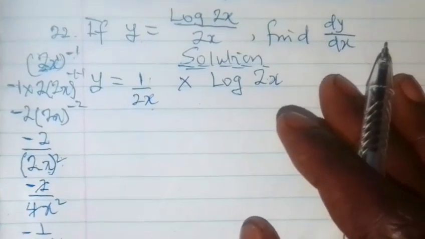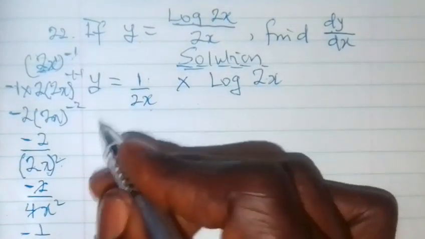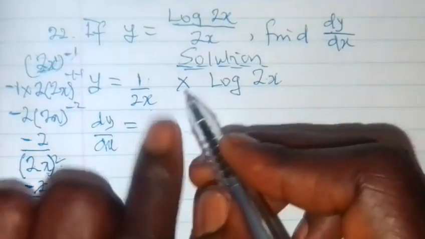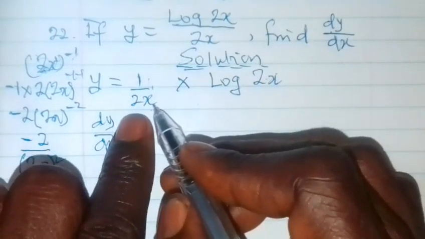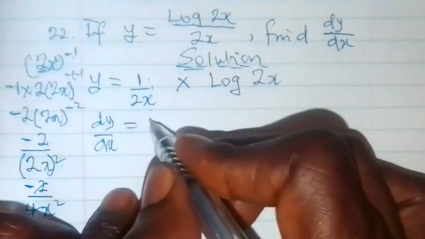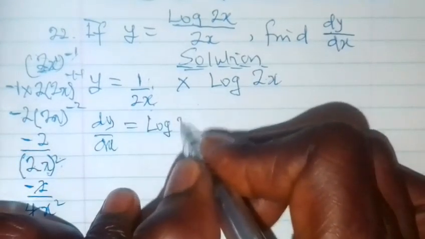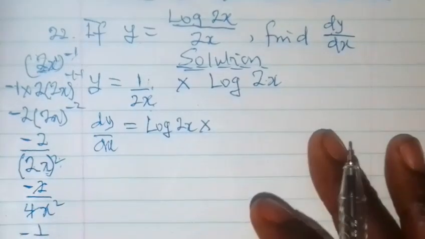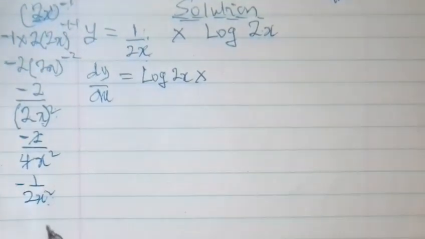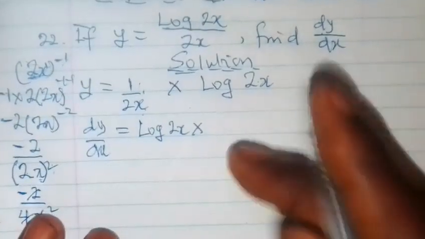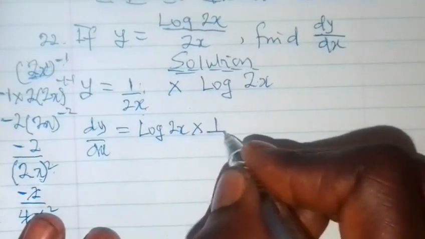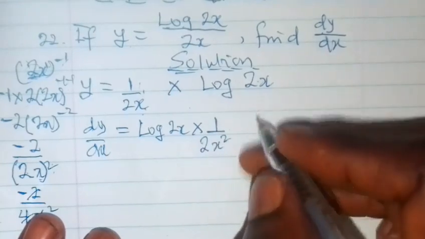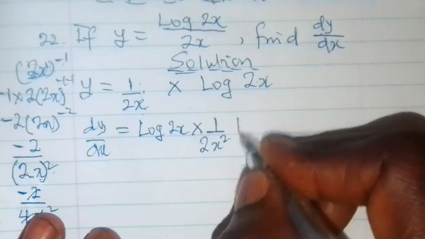Now let's get back to what I was trying to solve before. To get the derivative dy/dx, for us to differentiate this 1 upon 2x, we must first of all write log 2x out, which is log 2x. Then we multiply it by the derivative of 1 upon 2x, which we have already gotten as minus 1 upon 2x squared, that is, minus 1 upon 2x squared. Alright, so that is the first part, okay? Then we'll put a plus.